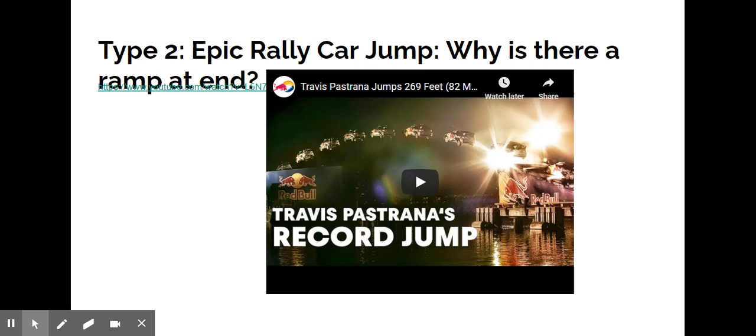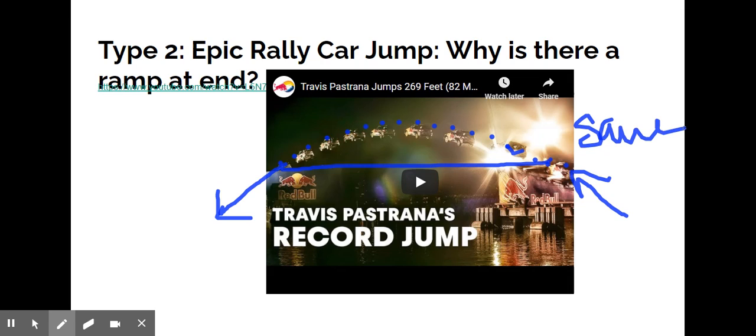Now we're going to talk about ramps, so we're getting into type 2 problems. A type 2 problem would be like this rally car jump that you can watch for fun. The rally car starts off jumping on a ramp, travels some curved path, and then lands on a ramp. The ramps are at the same height in a type 2 problem.